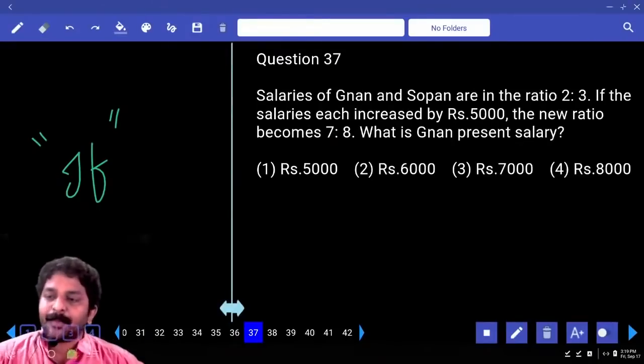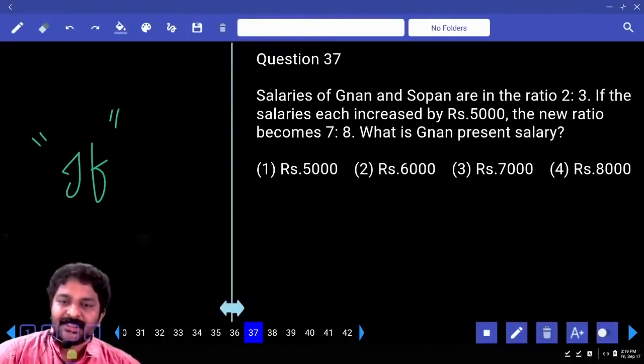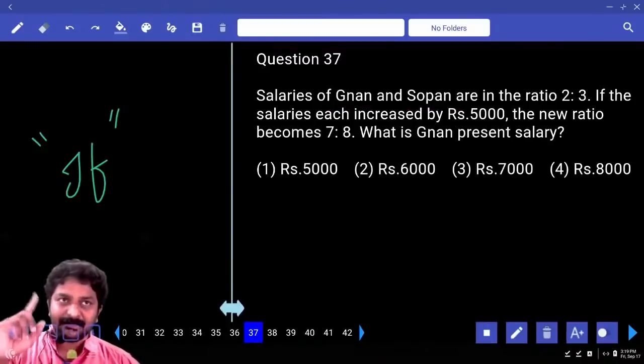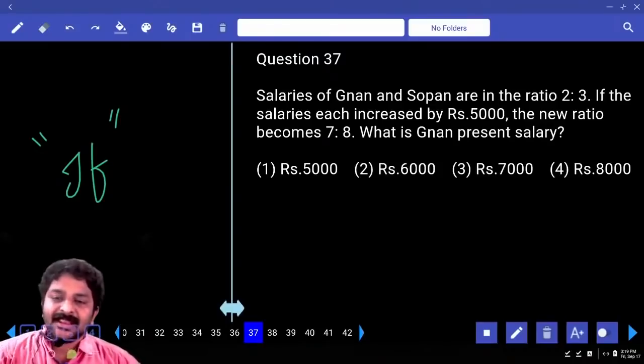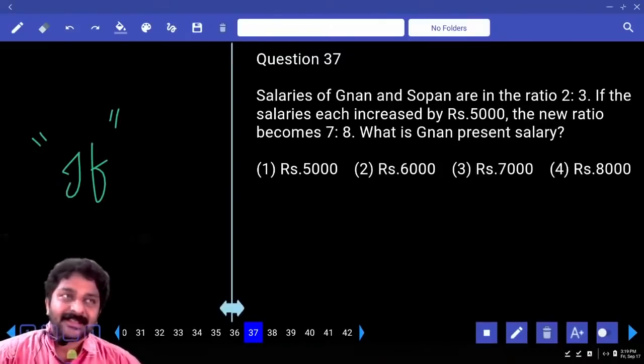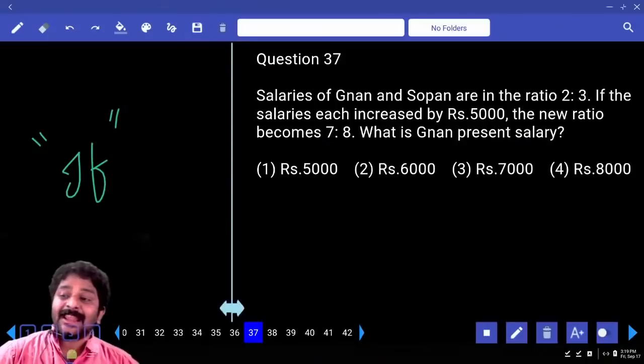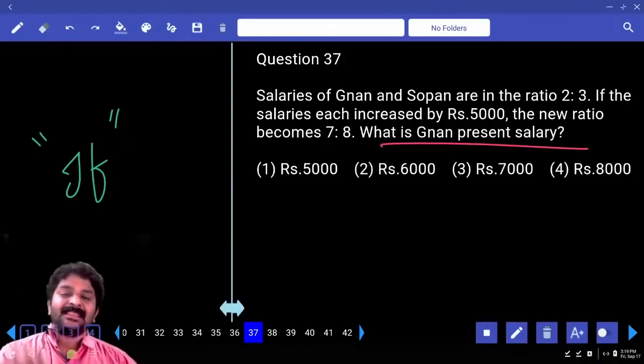Salaries of Gnan and Sopan are in the ratio 2:3. For these types of conditions, order is important. First Gnan comes, then Sopan comes. Keep that point in your mind. If the salaries are each increased by 5,000, the new ratio becomes 7:8. What is Gnan's present salary?